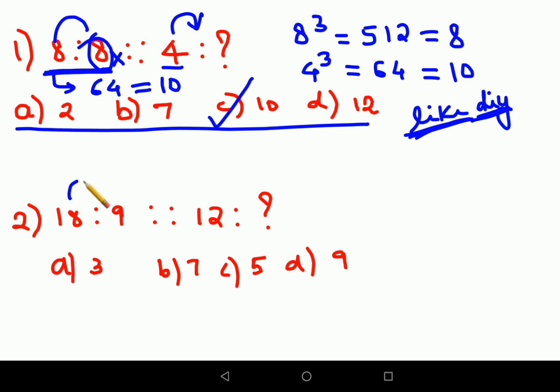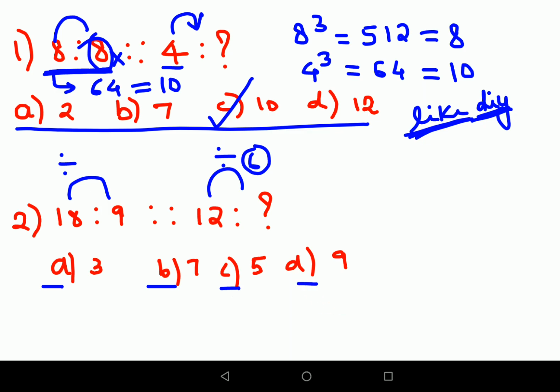So this one is actually looking very easy, right? We have 18 and then we have is to 9. So that gets you what? Means you just directly divide by 2. So here you should get 6. But that is not the answer, because none of the options has the answer as 6.